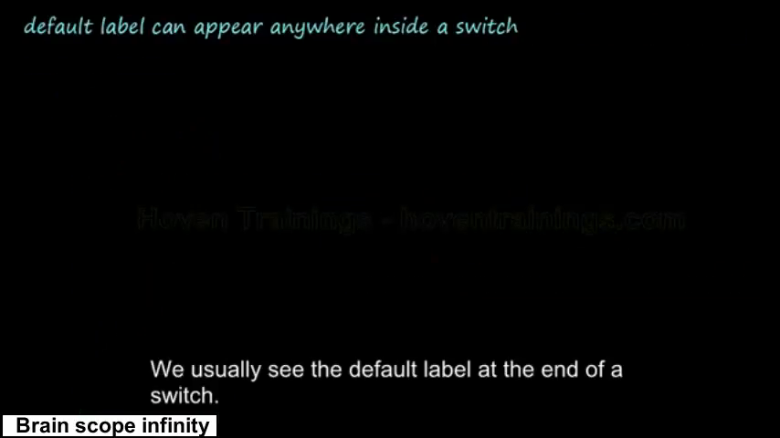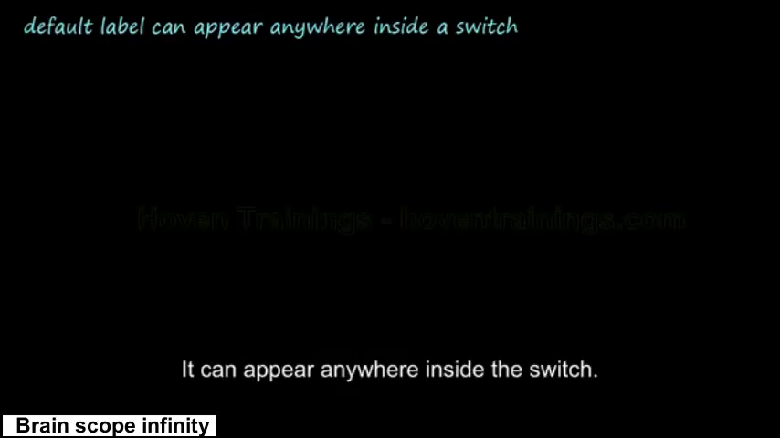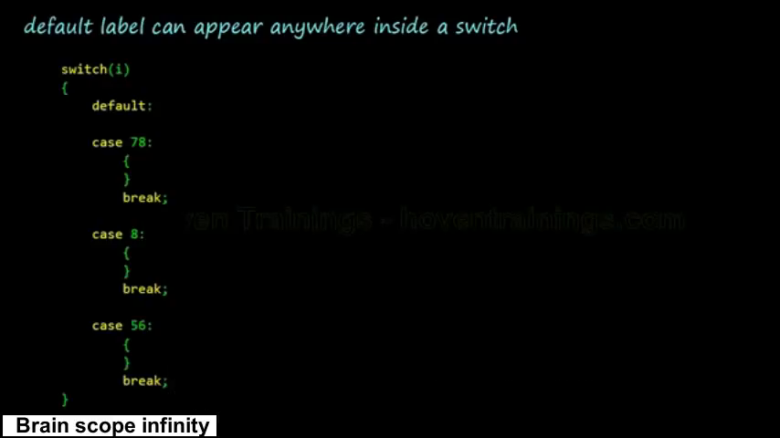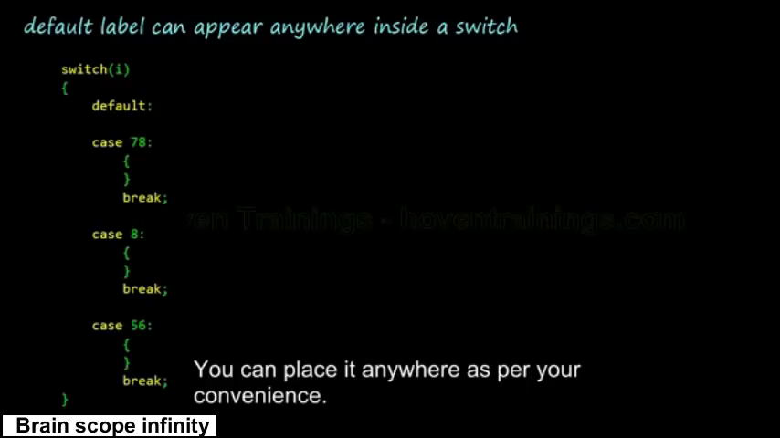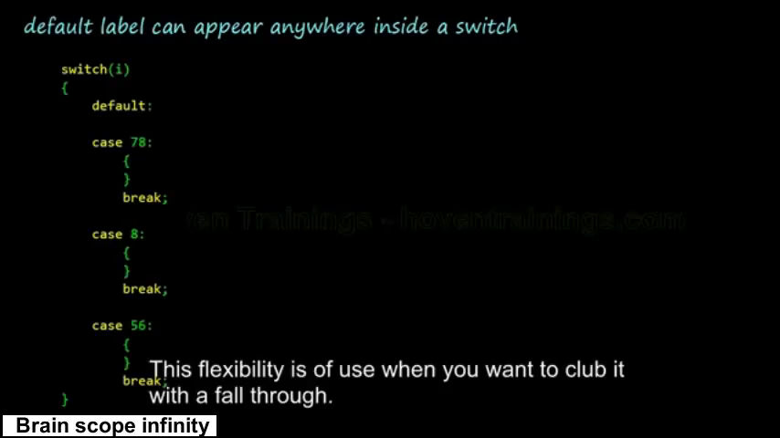We usually see the default label at the end of a switch, but it is not mandatory to place it there. It can appear anywhere inside the switch. In this code, the default label appears at the beginning of the switch. You can place it anywhere as per your convenience. This flexibility is of use when you want to club it with a fall-through.